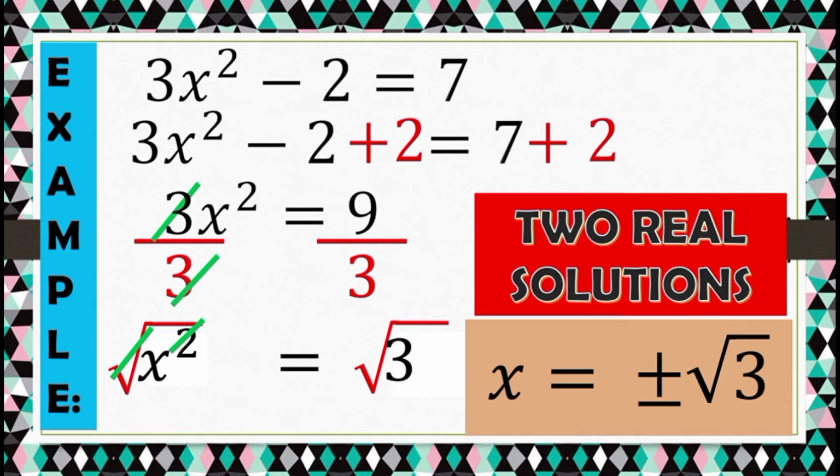Unlike in our previous example, 3 is not a perfect square, and it has no factor where one is a perfect square and the other is a non-perfect square. So we will have our final answer as square root of 3. Therefore, the solutions are positive square root of 3 and negative square root of 3.